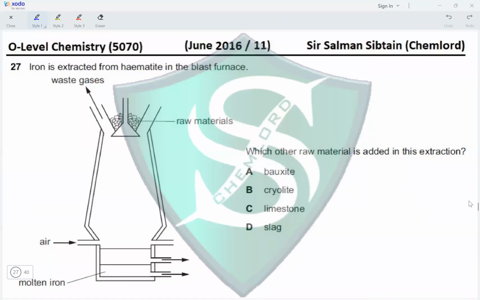Question 27. Iron is extracted from hematite in the blast furnace. And this is the setup of the blast furnace. Which other raw material is added in this extraction? Okay, waste gases, raw materials, air, molten iron. Okay, they've not mentioned raw materials. So, bauxite. Bauxite is not part of the iron extraction process because bauxite is the mineral containing aluminum, or is the aluminum ore. Cryolite. Cryolite is Na3AlF6. This is used to dissolve bauxite in order to decrease its melting point.